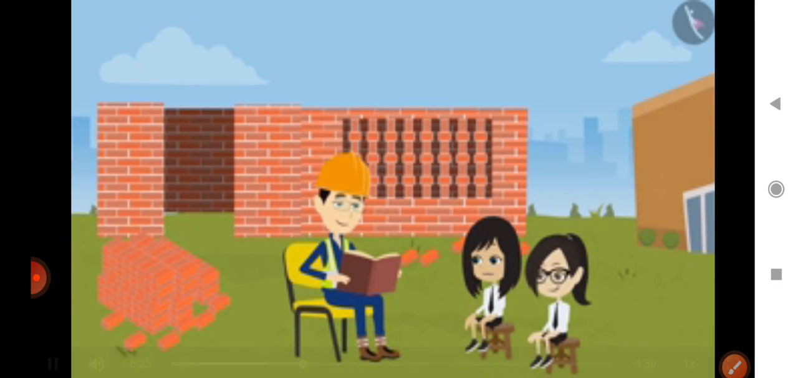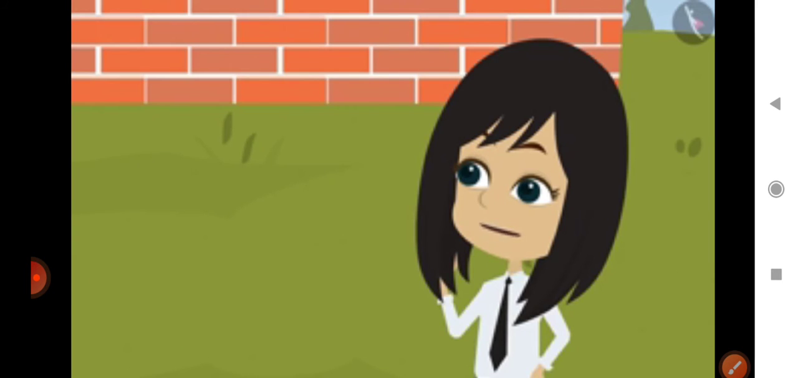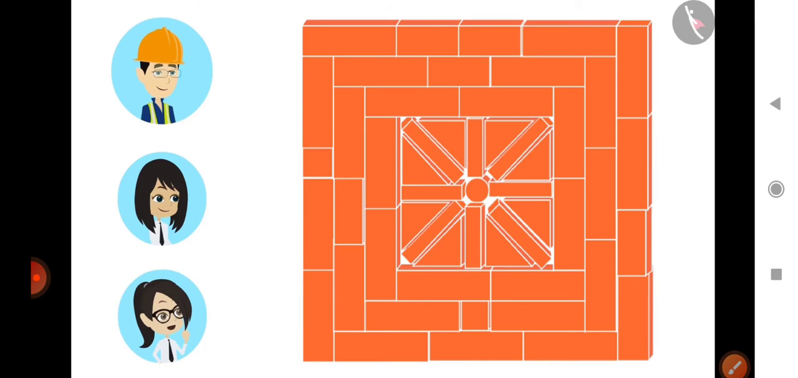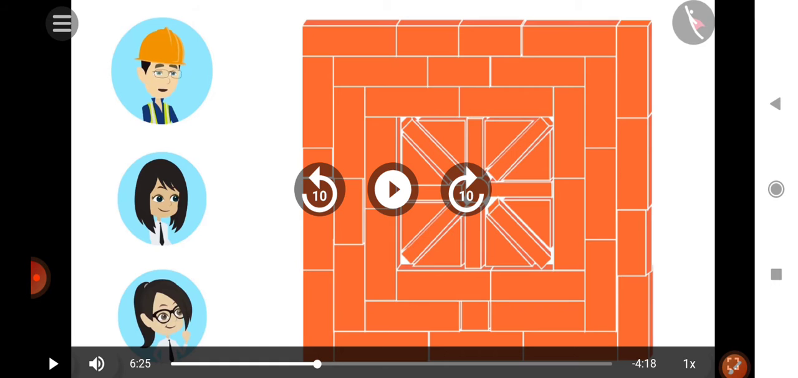Oh, yes, sir. This is really easy. Sir, please show more patterns. I'll show you. Oh, wow. This pattern is very beautiful. Not only is it beautiful, like this we have so many patterns, children. This is also one of the patterns. This is very beautiful. There is something special about this design.